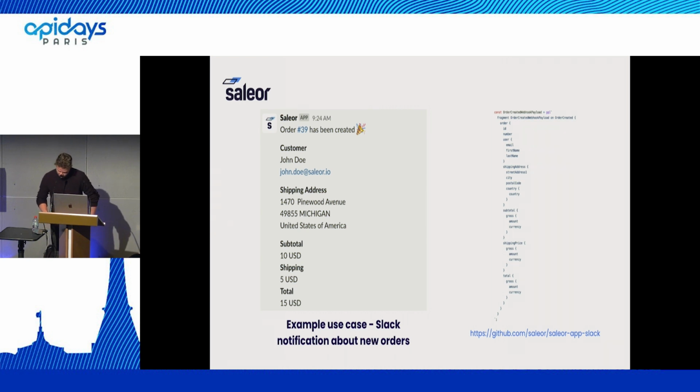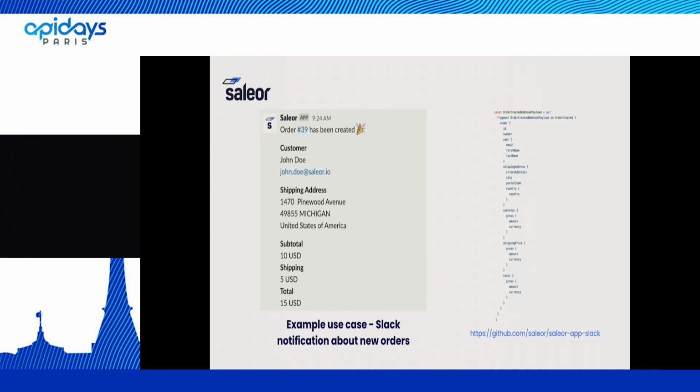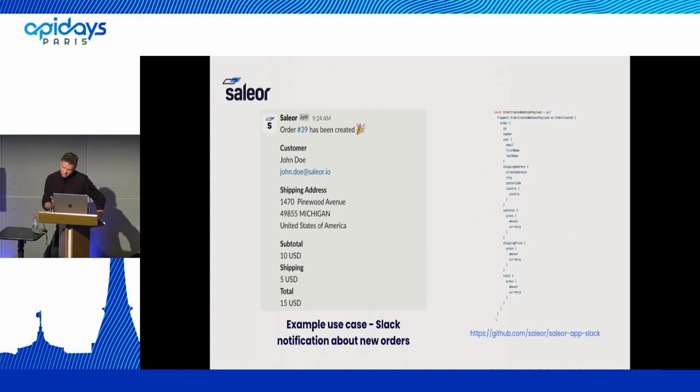And here is the example of the Slack app that we have. You can find it on GitHub. It's just an example use case of using those subscription payloads. We have this little Slack application that renders a notification about new orders in our system. And on the right, you can see the GraphQL query that is used to render this notification on the left. If you are curious, you can have a look at this link. This is a Next.js app that's listening to those webhooks.